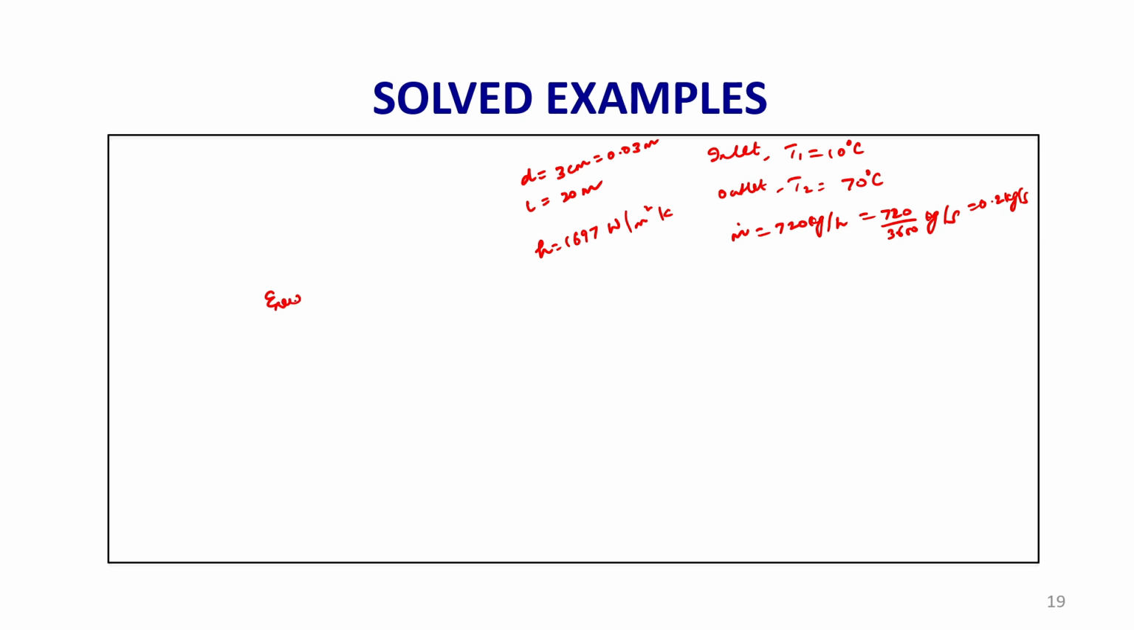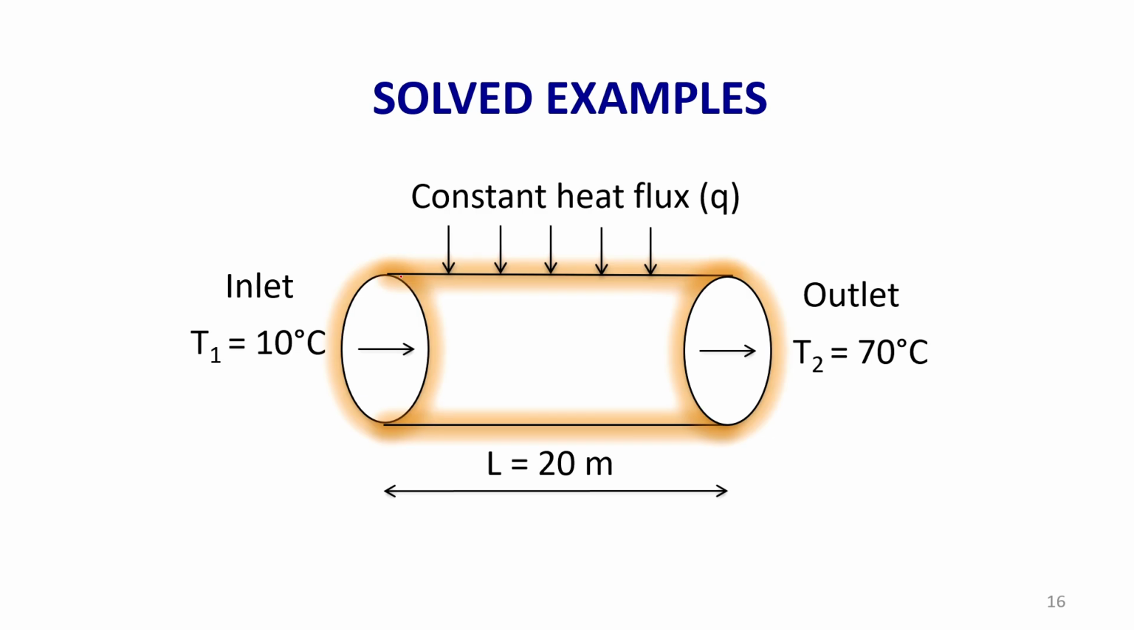So, write the energy balance. I have converted the given data into a form of schematic. The water is flowing from this inlet to outlet. This is the length of the tube. There is a constant heat flux which is applied. Okay, so, uniform heat flux.